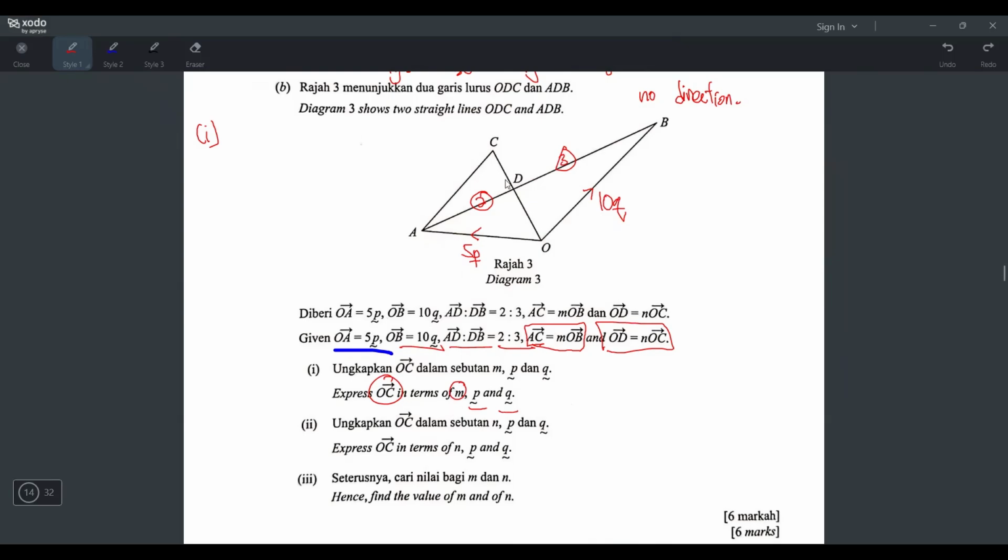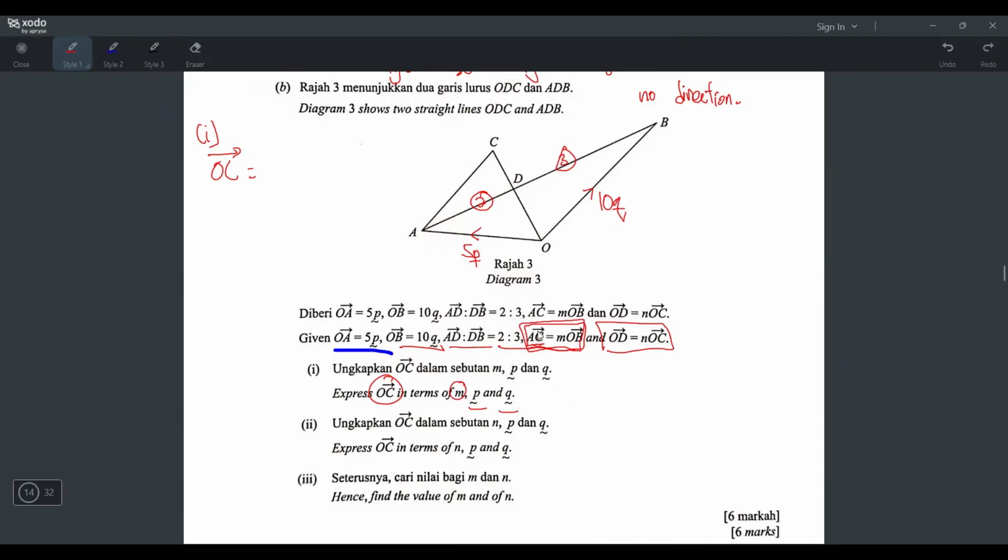So obviously I cannot just do it by using this diagram. I have to use this diagram and also this information if I want my answer to have M, because only this information has M. This information is AC equals MOB, right? But I'm trying to find OC. So how?